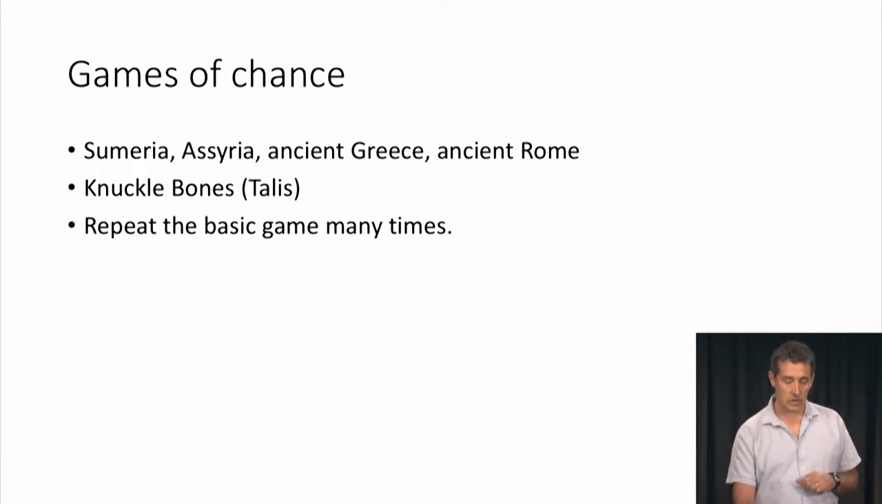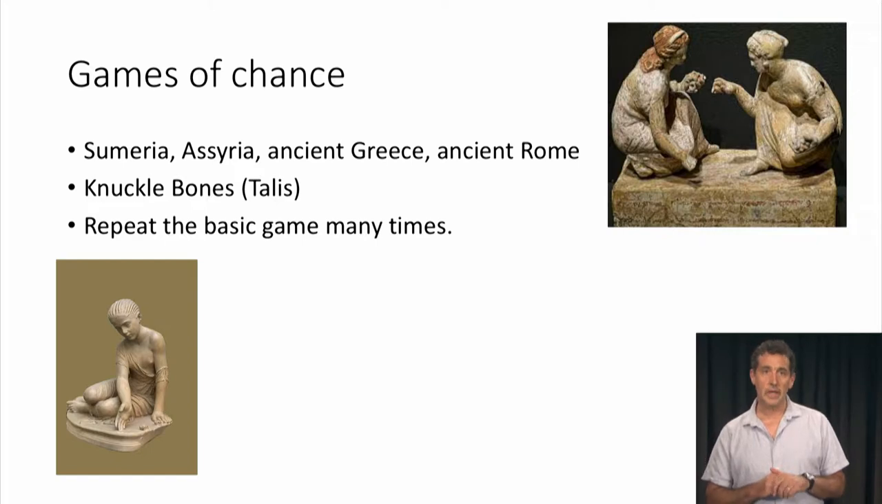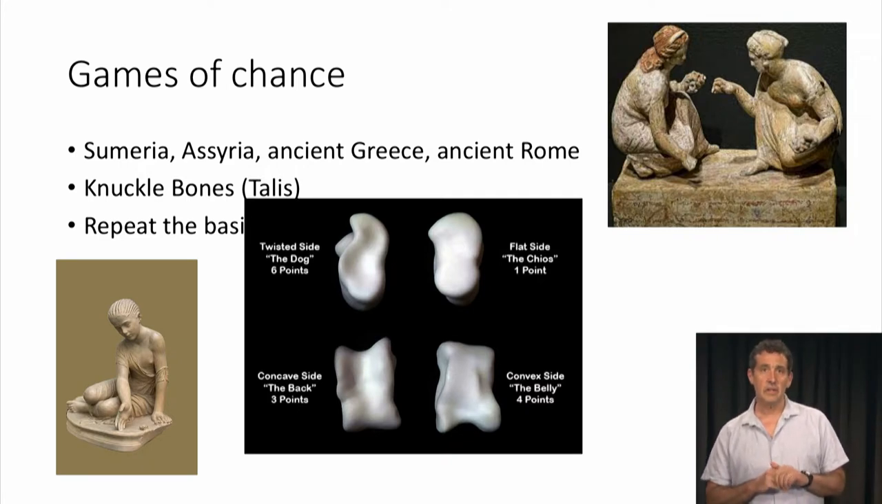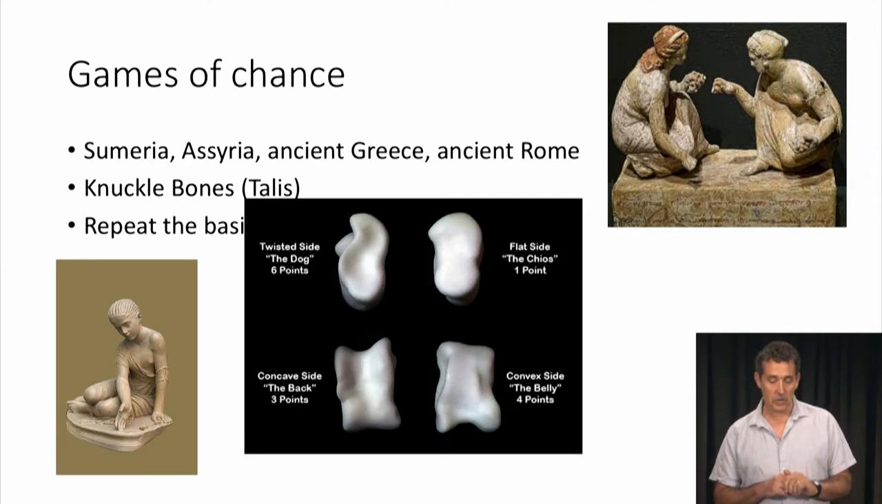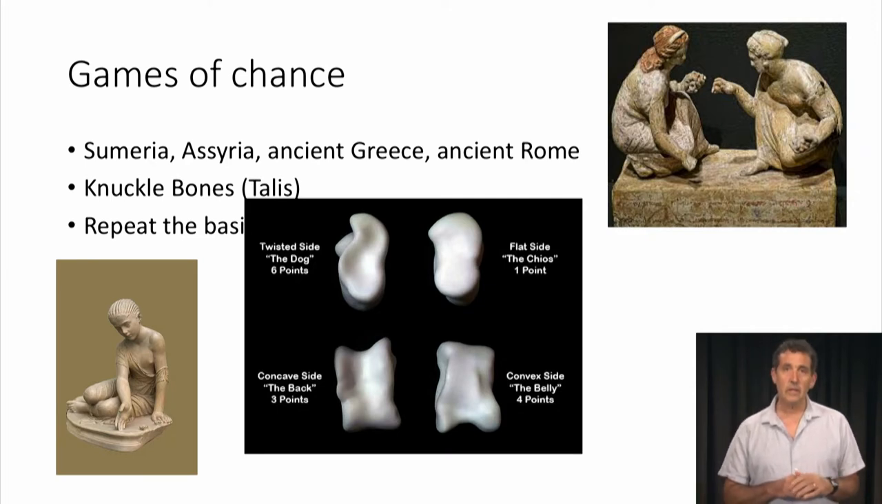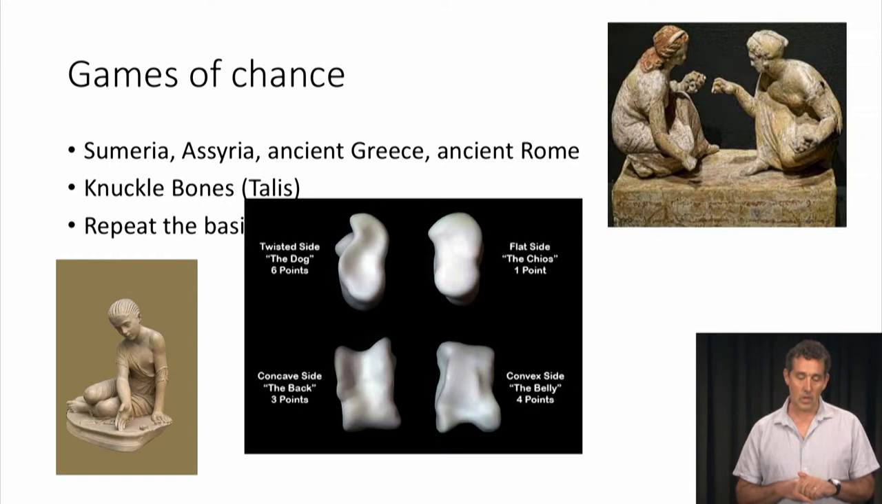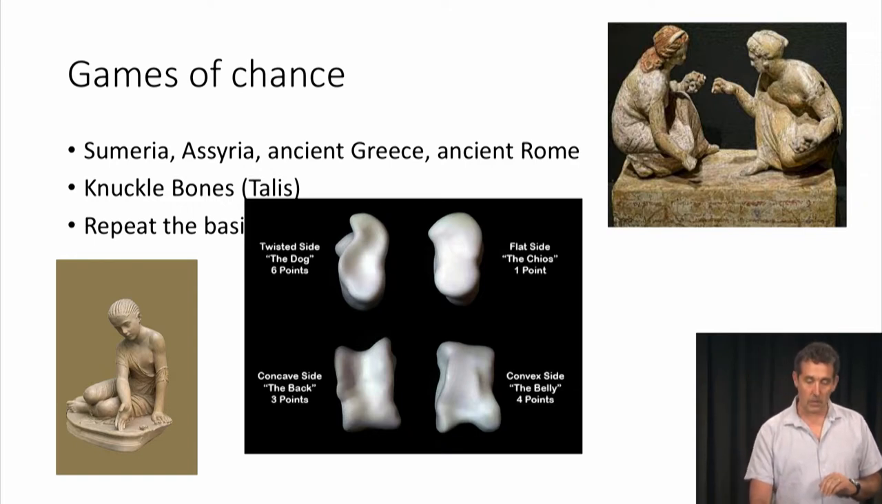Okay, so here are some images of the people playing with knuckle bones. And here is a picture of what the basic knuckle bone game is. This is the strange shape of the knuckle bone. And depending, you throw it in the air, it falls. And depending on the side on which it falls, you get different amounts of points. Okay, so this is the ancient game of knuckle bones.